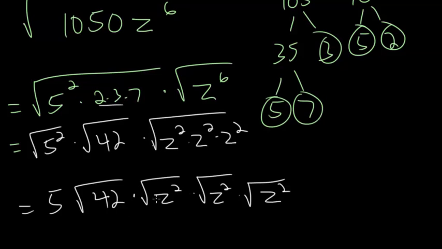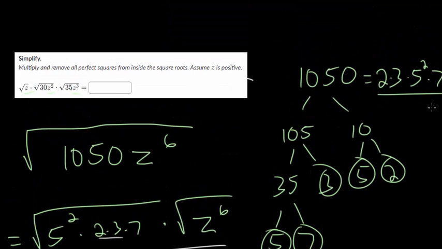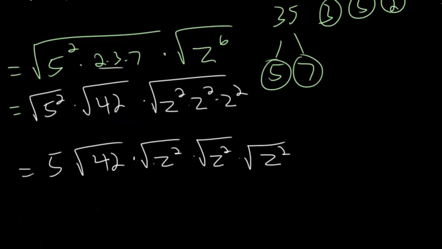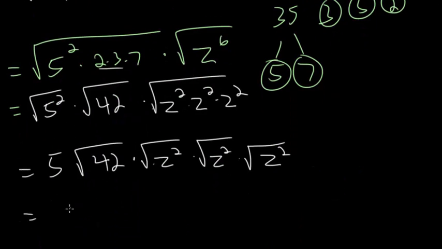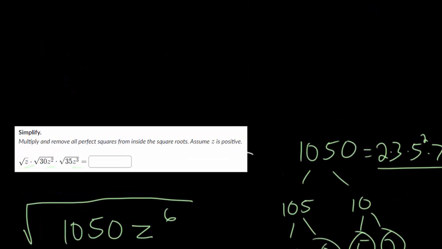And then each of these, the square root and the square cancel each other, and you just get positive z. Or really, technically, you get the absolute value of z. But we're going to assume z is positive, so we can drop the absolute value bars. So we have 5. And then this will be z times z times z. So 3 z's, or in other words, z cubed, times the square root of 42, since that cannot come out. So 5z cubed root 42 is what we'd actually put in the box here.